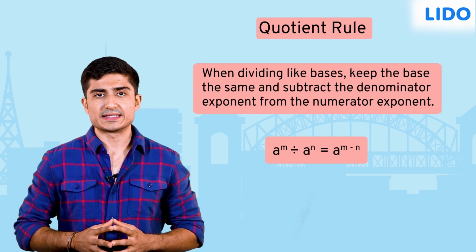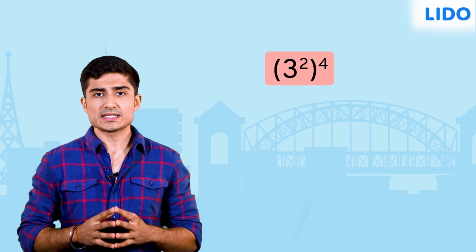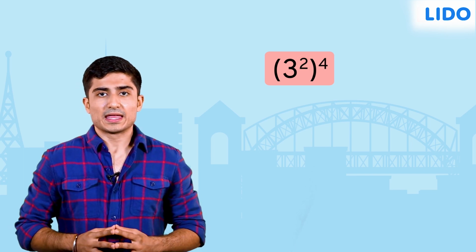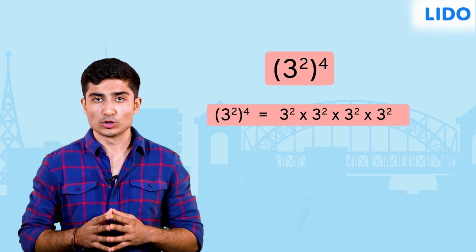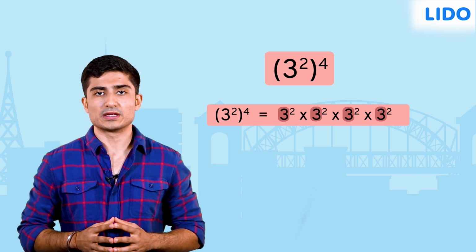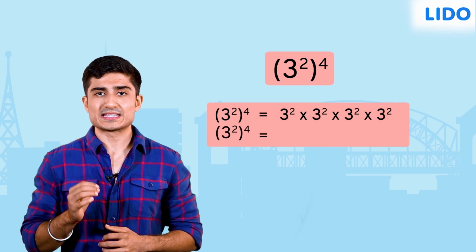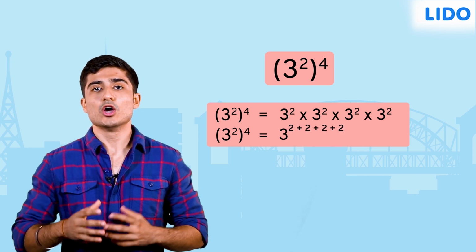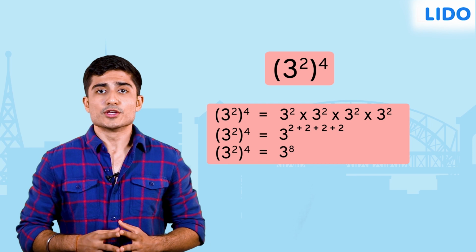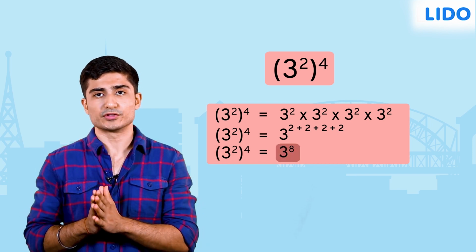Let's look at another example. Observe this expression. This is the 4th power of the 2nd power of 3. So this is the power of a power. This can be written as the 2nd power of 3 multiplied by itself 4 times. Since the base of the numbers getting multiplied is the same, on applying the product rule, this is equal to 3 raised to 2 plus 2 plus 2 plus 2, or 3 raised to 8. So the 4th power of the 2nd power of 3 is equal to the 8th power of 3.